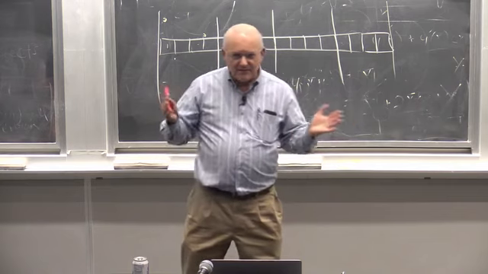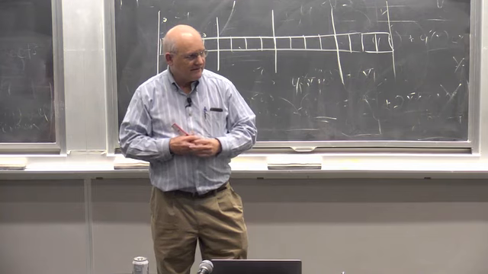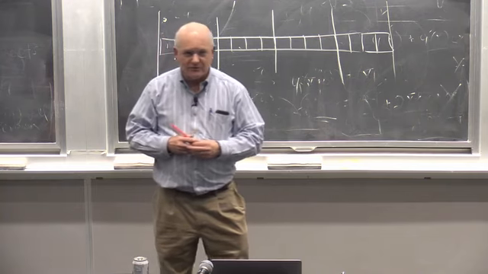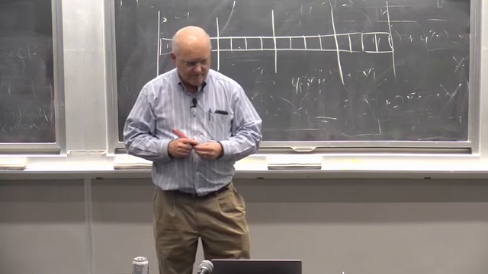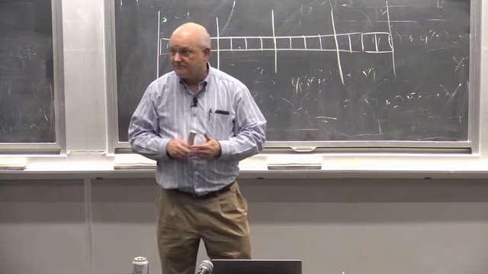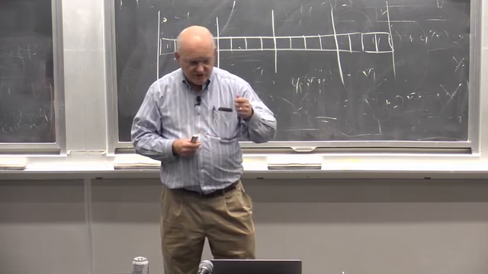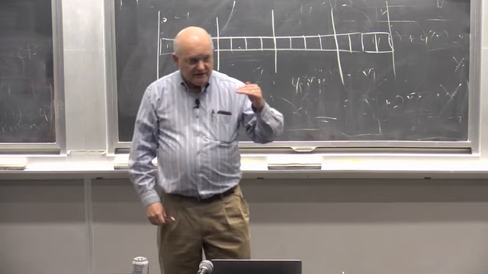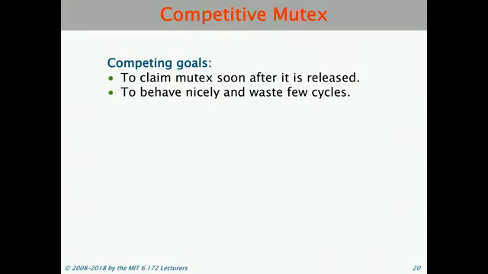How can I get the best of both worlds here? Something that's close to the best of both worlds. It's not absolutely the best of both worlds, but it's close. What strategy could I do? So I want to claim it very soon. So the point is that the spinning mutex achieves goal 1, and the yielding mutex achieves goal 2. So what can I do to get both goals?